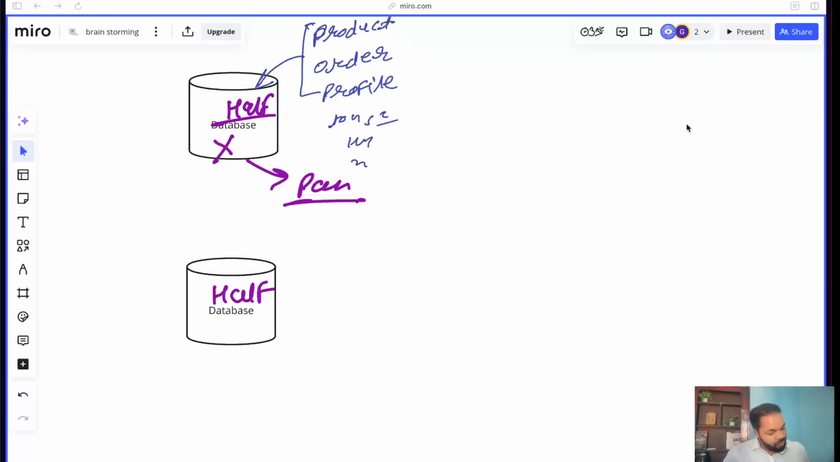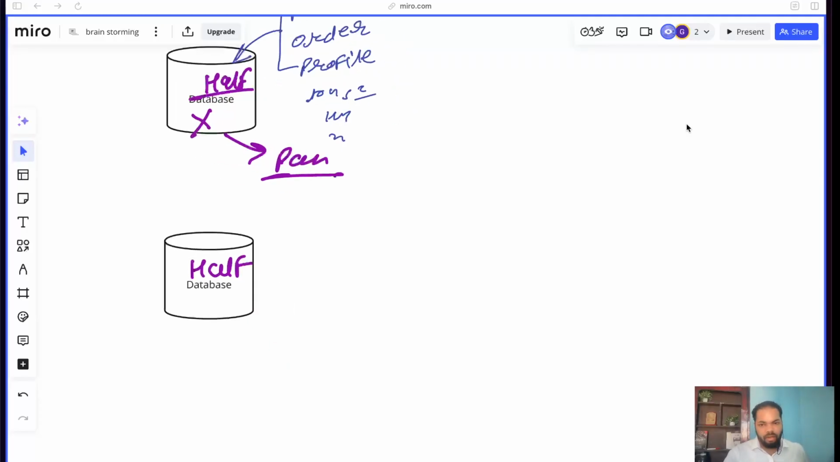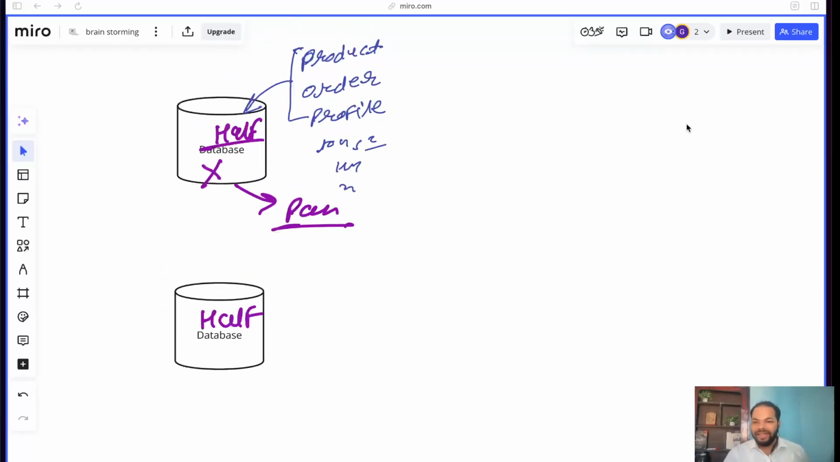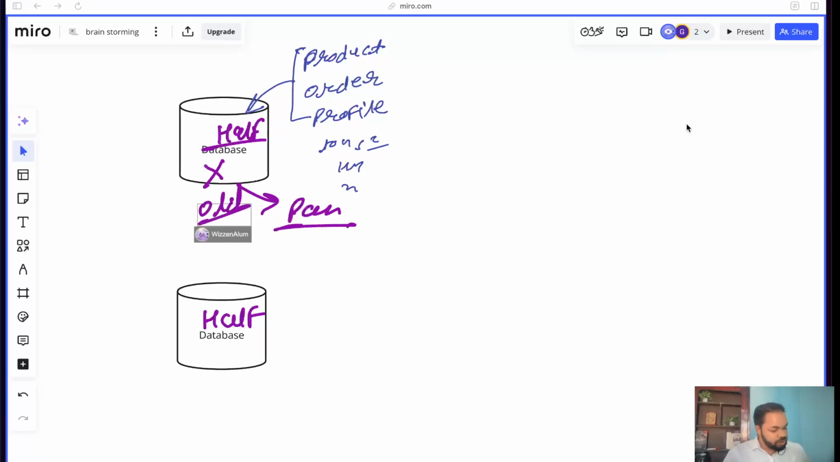Okay, so now we are saying we divide this data into half and half. But how are you dividing it? That's the question, right? You will be using some kind of attributes, definitions, or rules to divide the data. Maybe you say that whatever profiles we have already created, the old ones, will use the old database, and for the new ones we will create a new database. If new profiles come into the picture, we will use the new database. That is the rule we are using to divide the data.